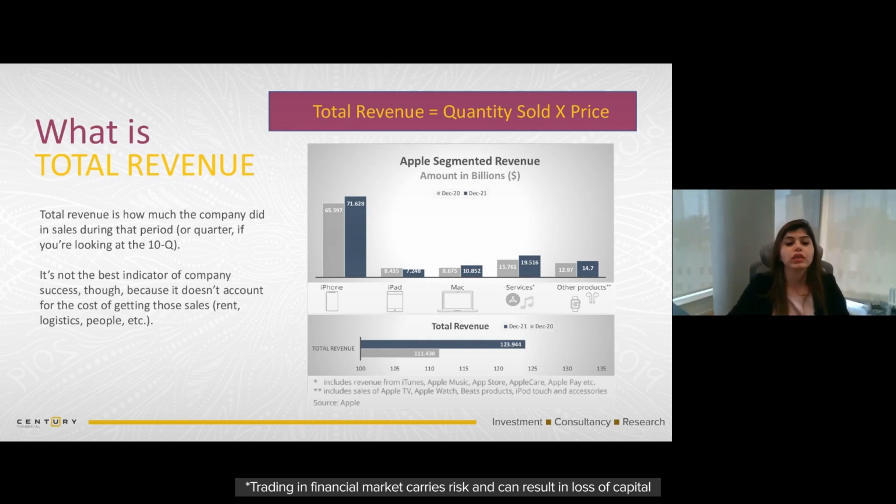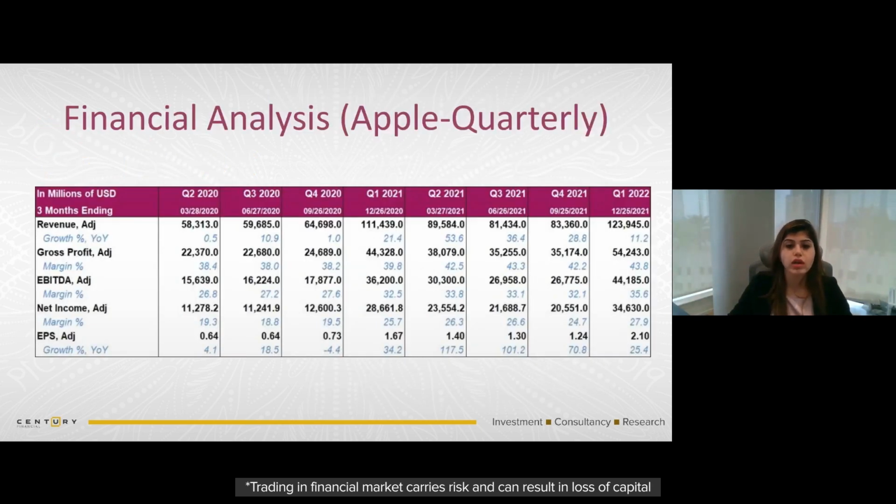Why do we see it on a year-over-year basis? In this case, we are not looking at quarter-on-quarter. Let me try and explain it on this slide. As you can see, in the quarter ending December 2021, Apple recorded revenues of 123 billion. If I compare this with the previous quarter, you can see Apple reported revenues of 83 billion. So the jump is significant.